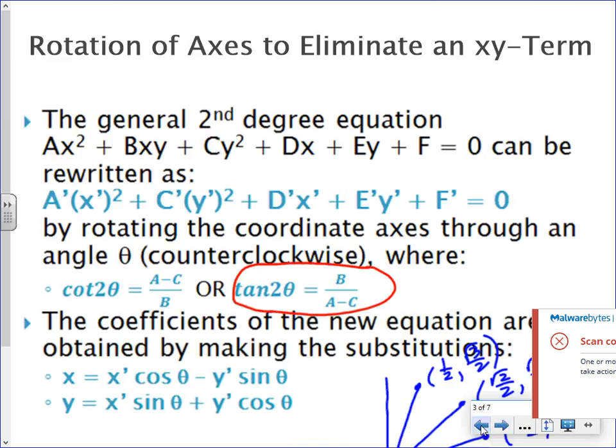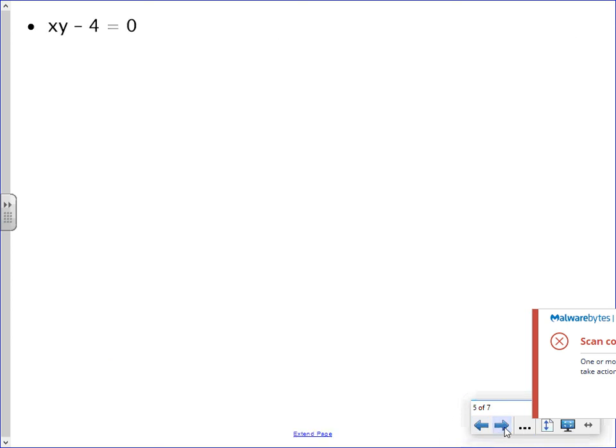Was everyone done writing down what they needed to here? I'm just so excited to get to the example. All right, here it is. We're going to start off simple and then we'll get to your homework problem and go through that.